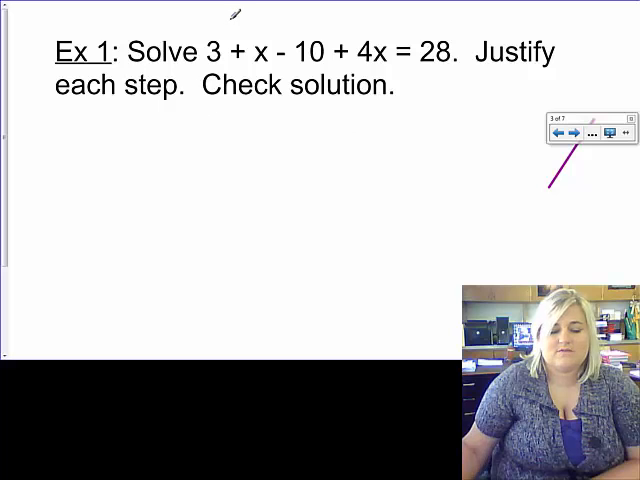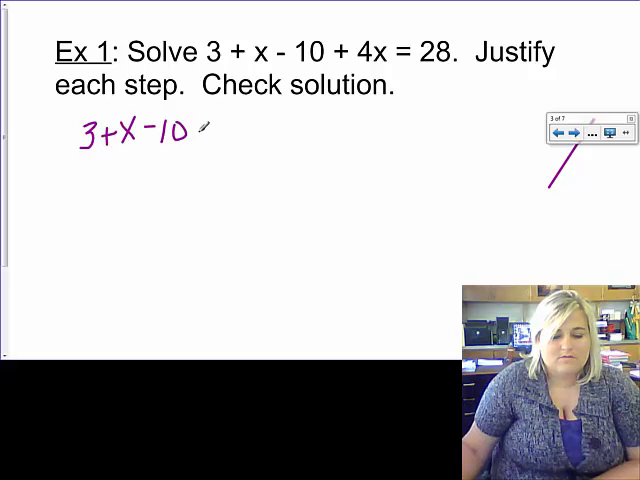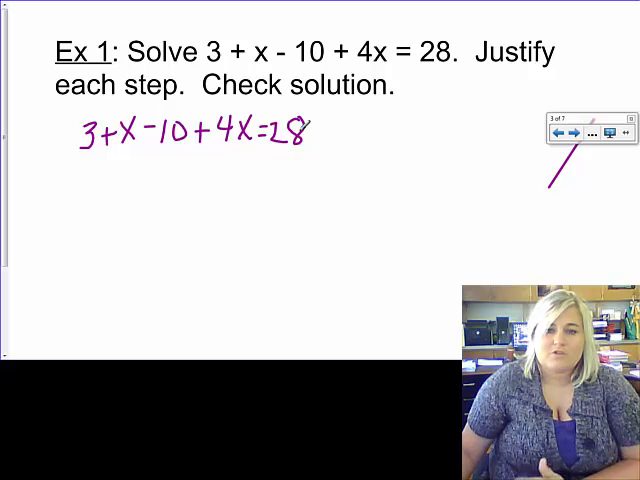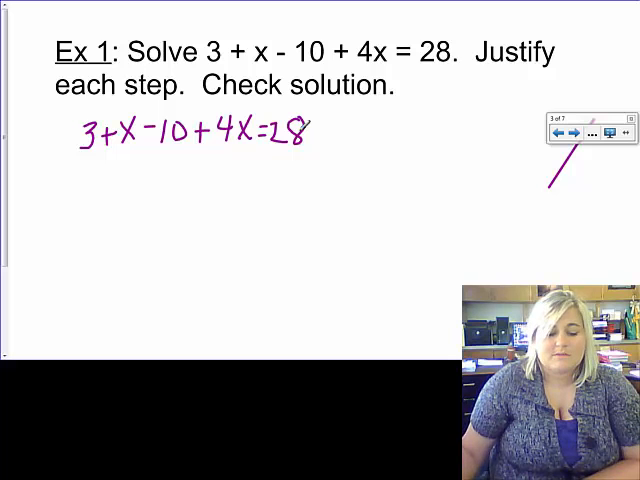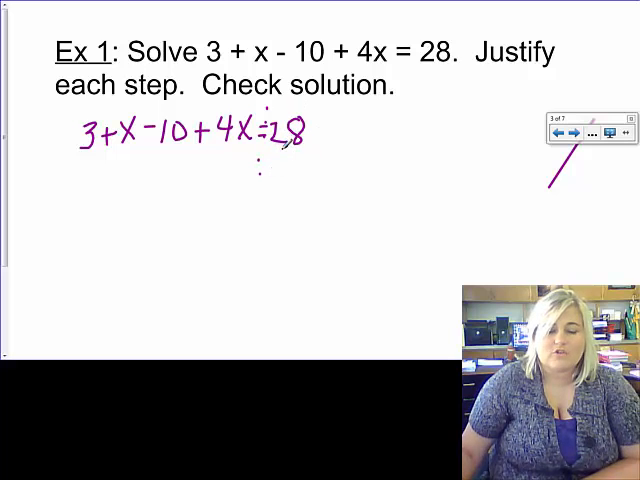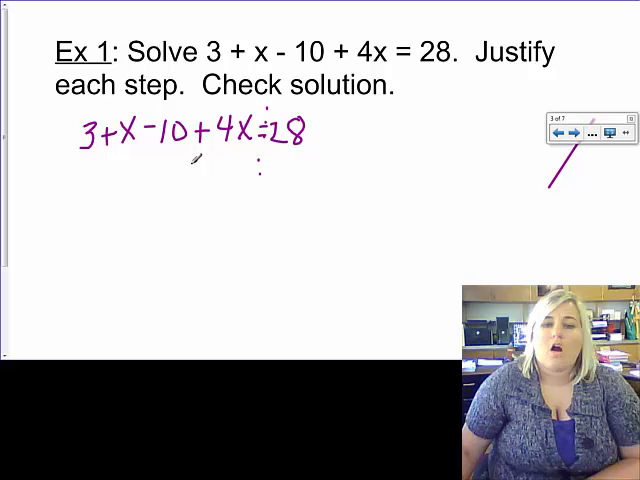Okay, so it wants us to solve this and justify each step. So I have 3 plus x minus 10 plus 4x equals 28. Our steps were distributive property, combine like terms, properties of equality. I don't have any distributing that needs to be done. So the next would be combining like terms that are on the same side of the equal sign. On the left side, we have to find like terms.